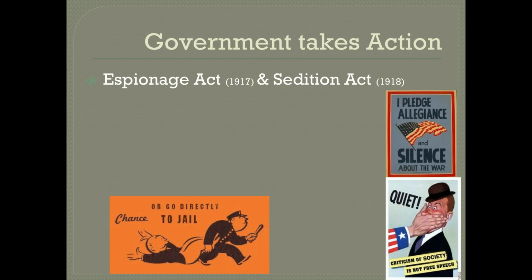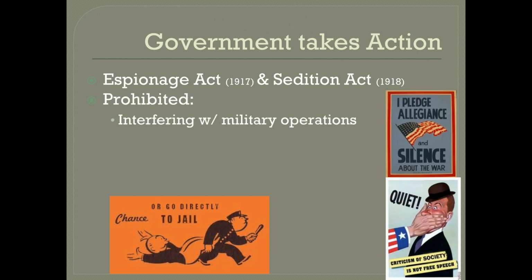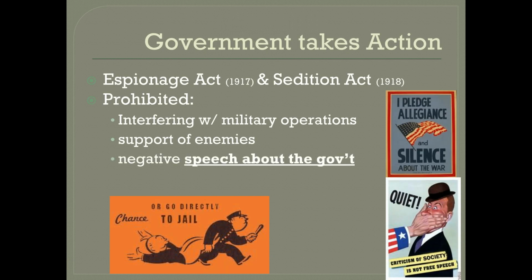Both of those things involved prohibiting people from speaking out against the government, interfering with military operations, or any show of support for the enemies that the United States was having to fight during World War One. And again, no negative speech about the government at all. If you did that, you could go directly to jail, like you see on the bottom of the slide here. And again, you see some other posters that were from this period. You can take a look at those. It gives you an idea about how serious this was at this point.